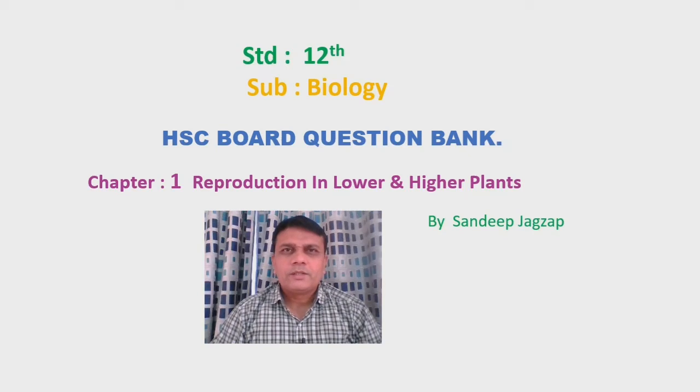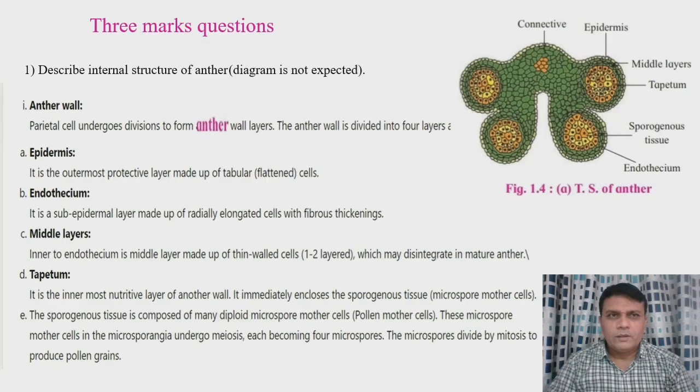Hello students, in this session of the chapter that is reproduction in lower and higher plants, we are going to discuss regarding 3 marks question given in the HSC board question bank. Now we will see the first 3 mark question. Describe internal structure of anther, and here diagram is not expected.